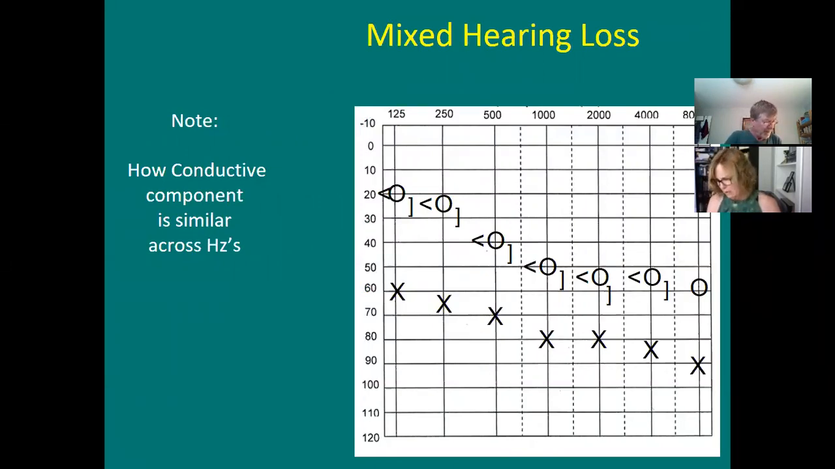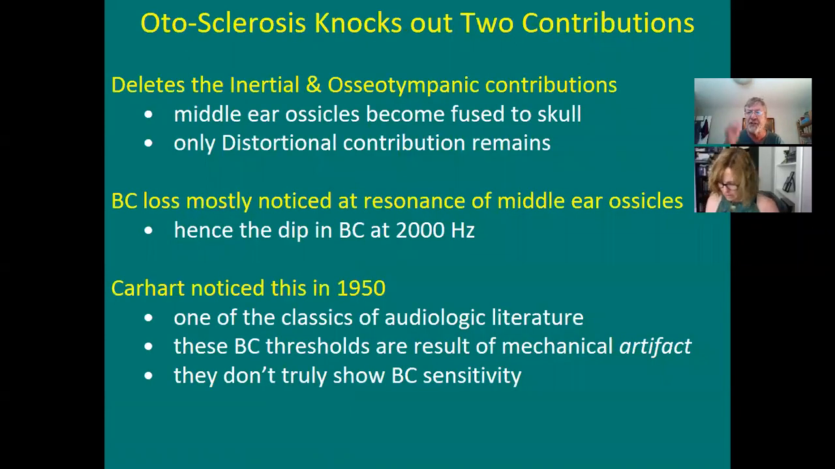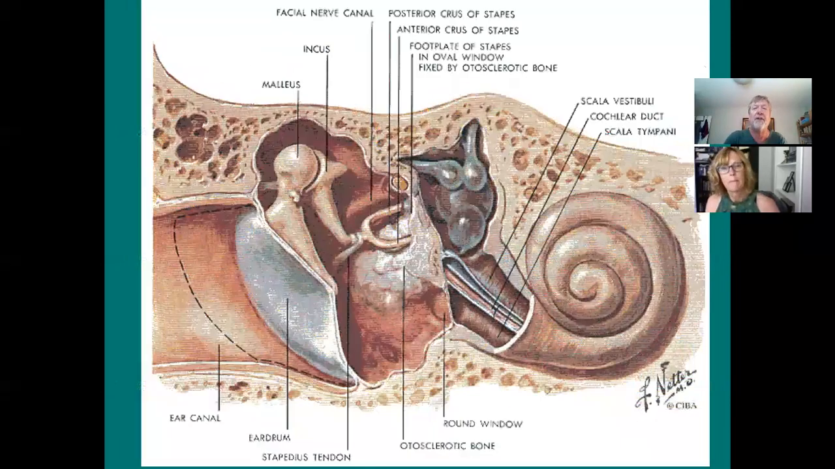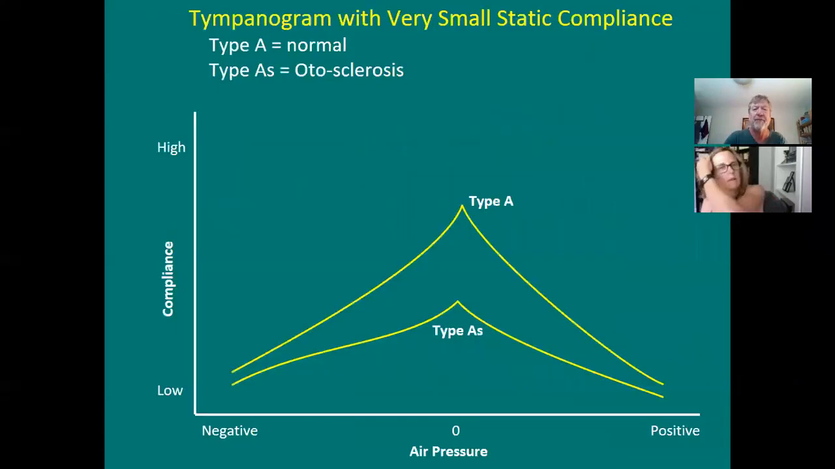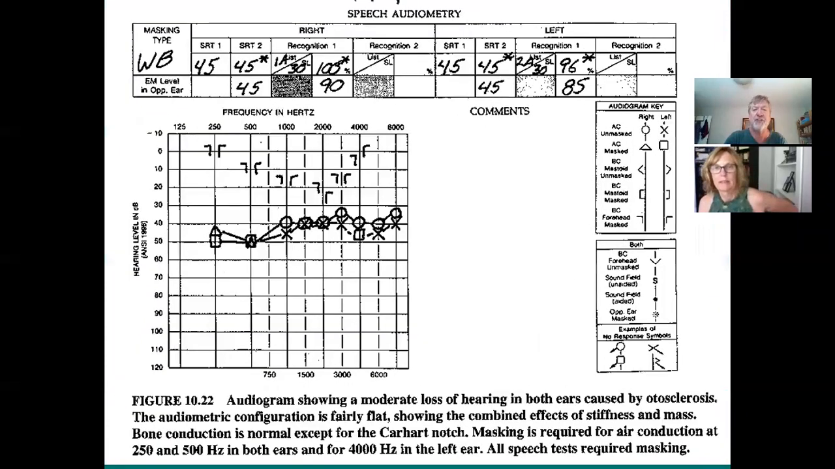So can you kind of explain what you mean by artifact? Well, yes, it's just an artifact. It doesn't truly indicate, and I'll go up to the slide here so we can look at it. See, here it's shown again, Carhart's notch. And just look at that picture. It doesn't indicate hair cell damage. Even though the bone conduction is down, it doesn't indicate a sensorineural loss.